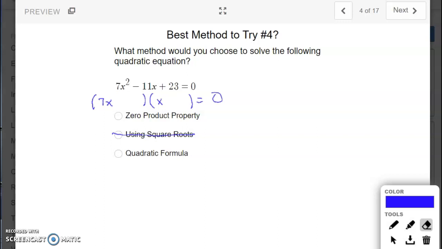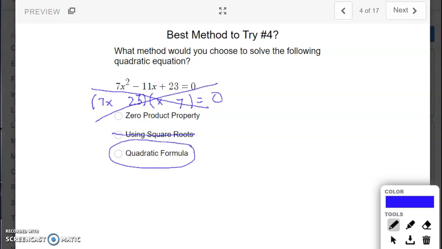If I do the other way, 23 and 7, they both have to be positive or they both have to be negative, so I need to add, and that's certainly not going to be negative 11. So I know that this is not factorable. That means the only choice I have is the quadratic formula.